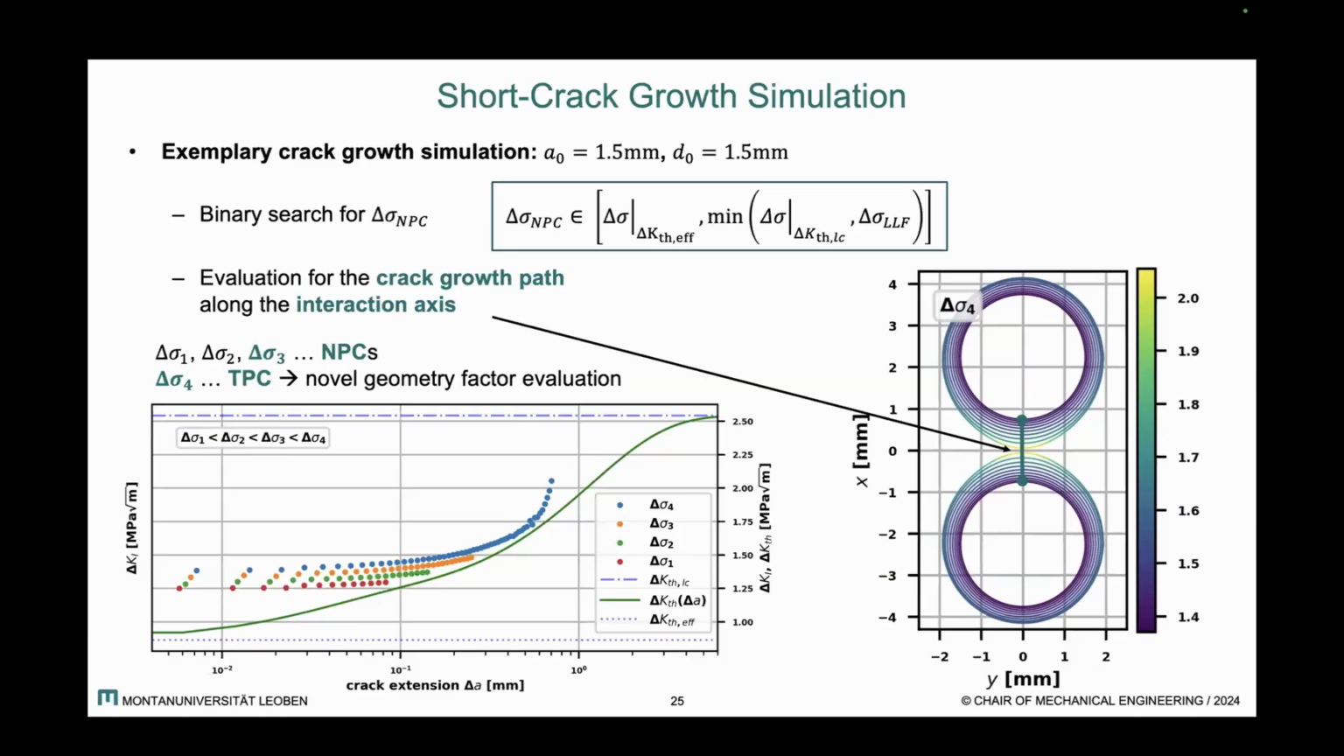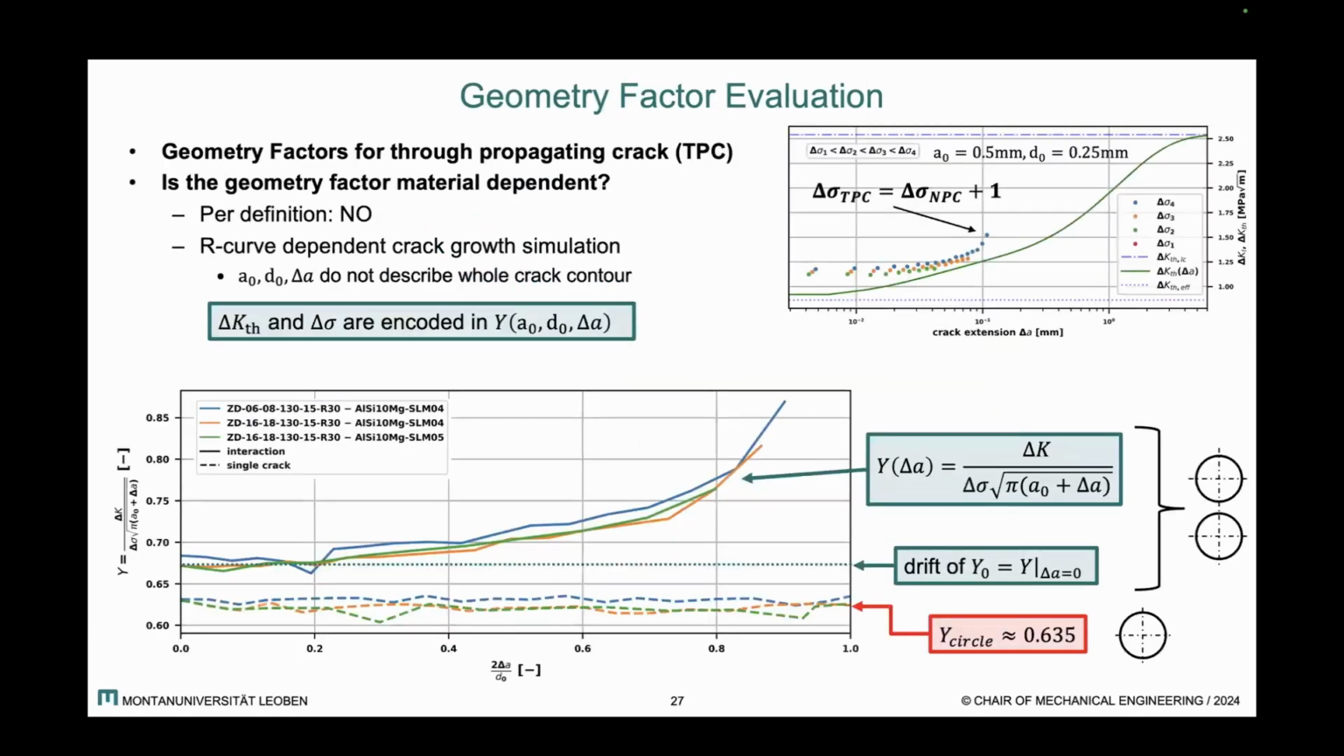geometry factor evolution until the cracks actually coalesce. The evaluation is done along the interaction axis of these two defects. And here I have the geometry factor results for an example for you.